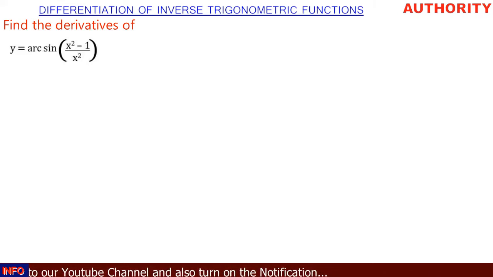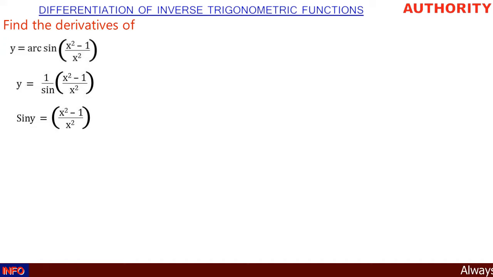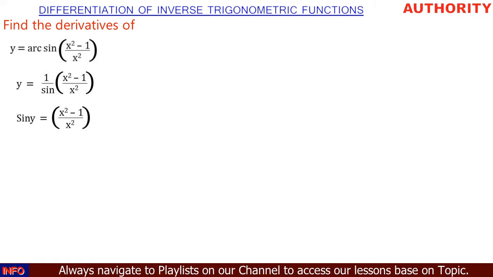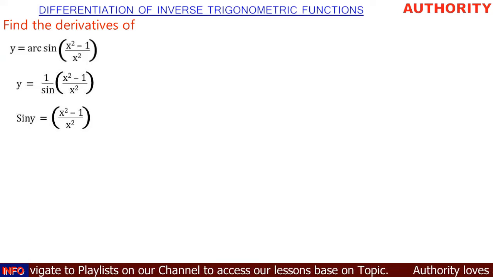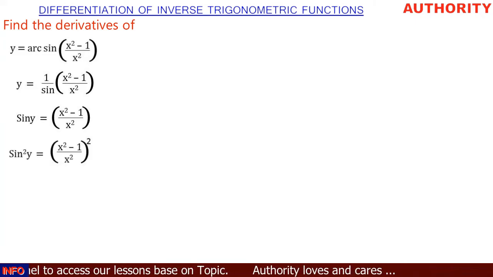Okay, good. This arc sine can be written as 1 all over sine of x squared minus 1 all over x squared. Is that true? Yes. Now, if we multiply through by sine, we're going to see that sine y is equal to x squared minus 1 all over x squared. Is that true? We will multiply both sides by sine y. So here we say that sine y is equal to x squared minus 1 all over x squared. What if we say sine squared y?